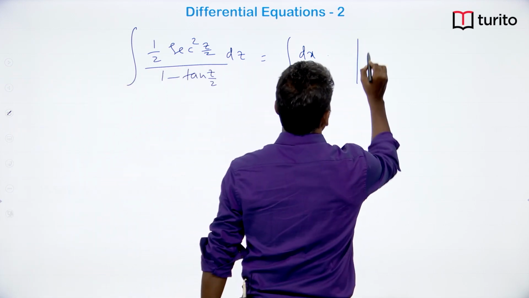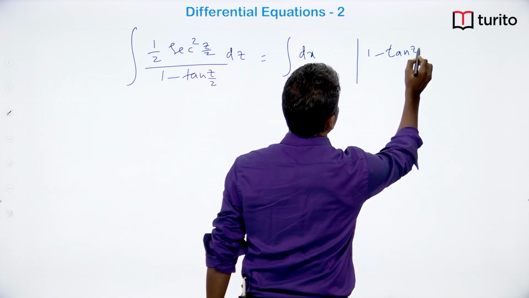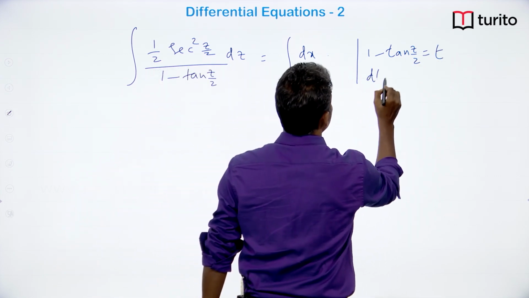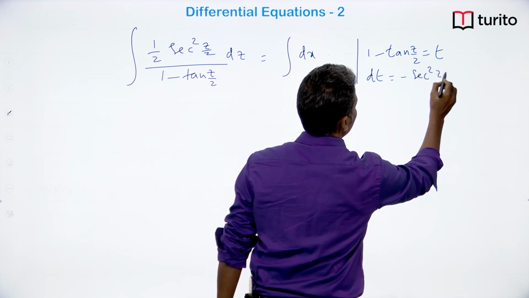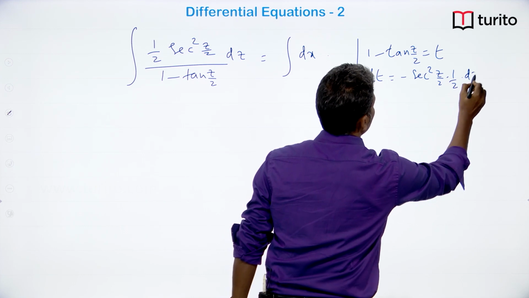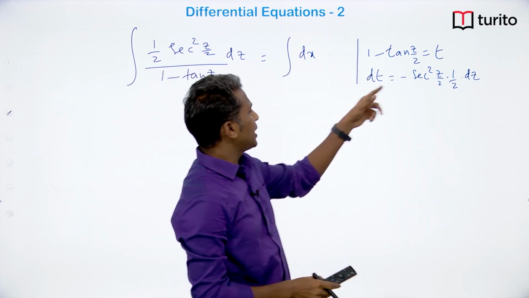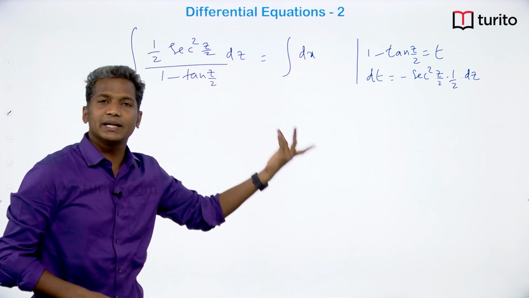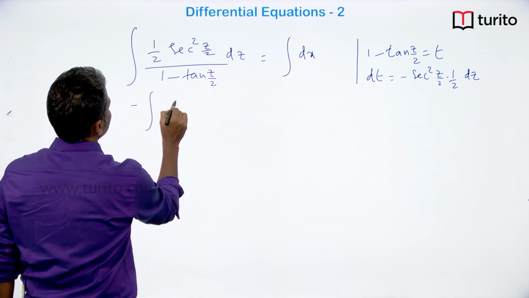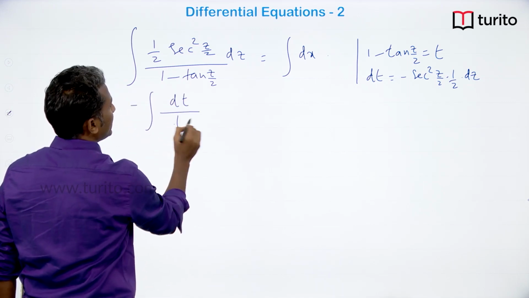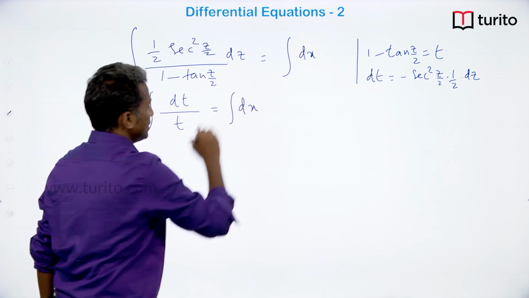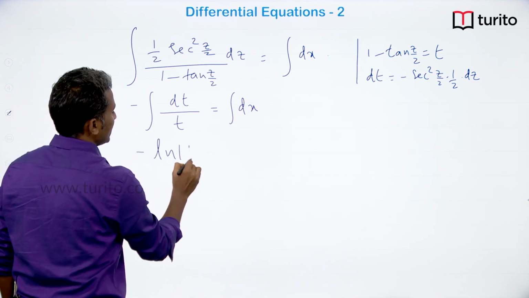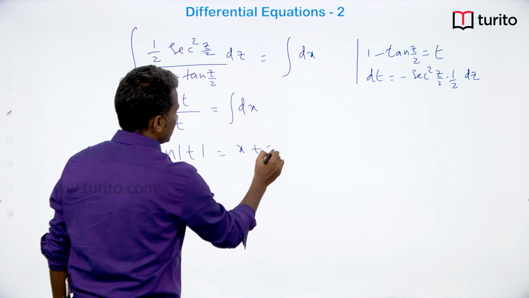Now, if I take 1 minus tan z by 2 as, let us say, t, then my dt will become minus sec square z by 2 into 1 by 2 into dz. Basically, I have applied the chain rule. Now, in place of this numerator I can directly substitute minus dt. So, it becomes minus dt divided by t, equal to the integral of dx. Now this is a simple integral. So what will be the integral of this? It is going to be minus ln of mod t, and on the RHS we will get x plus c.